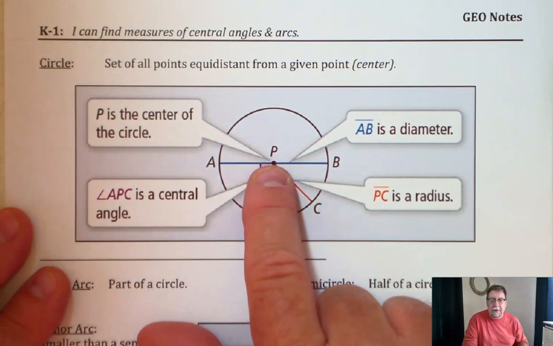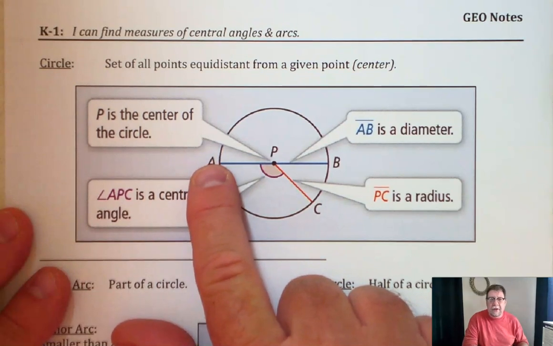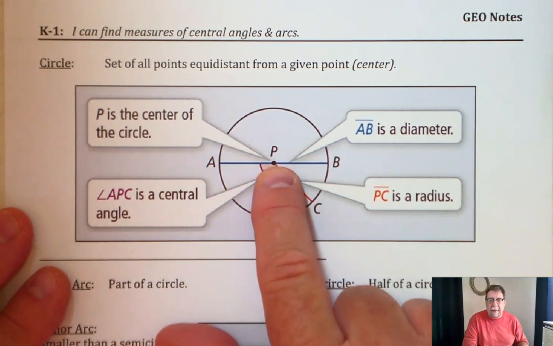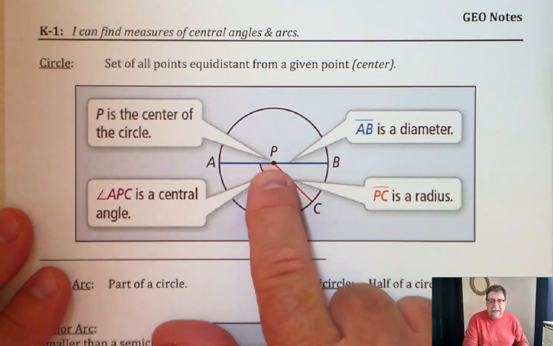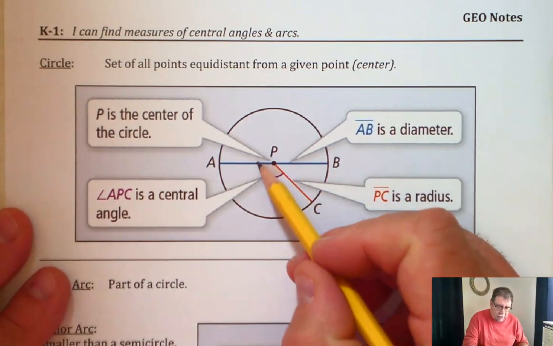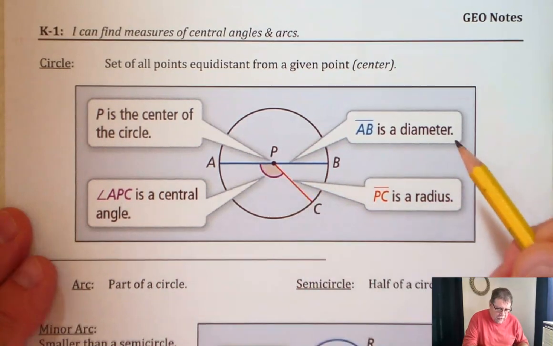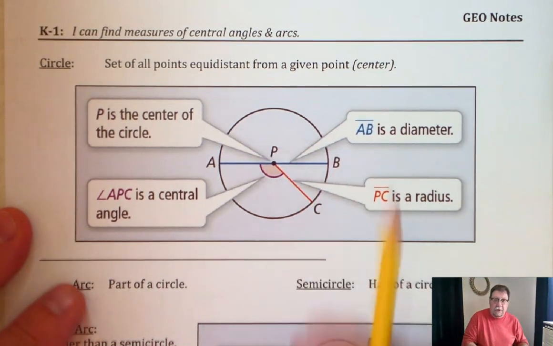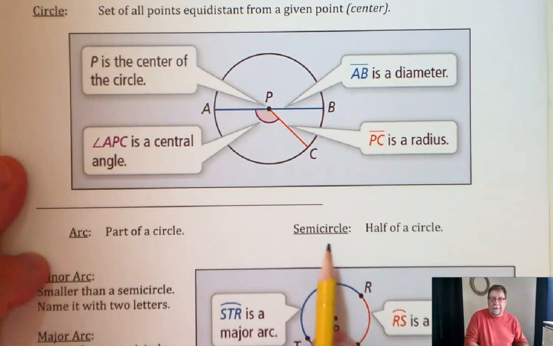We have something called the central angle. It's an angle that's created by going from the edge of the circle to the center and then back out to the edge. So this would be a central angle. There's another central angle located over here. There's a central angle located over here. This is actually half of a circle. That's called a semicircle, half of the circle.